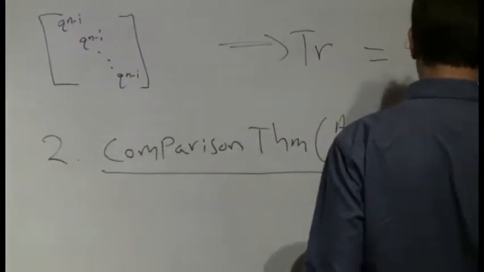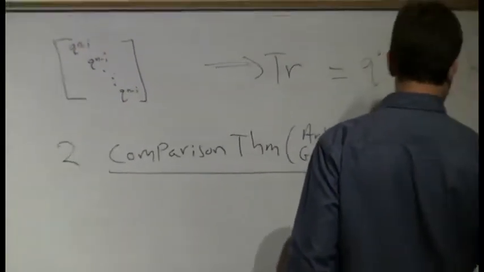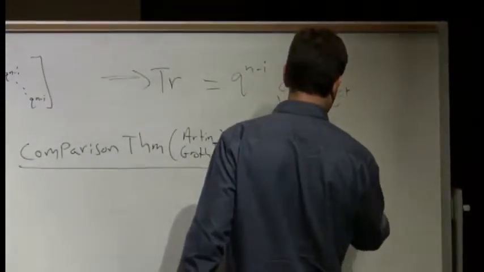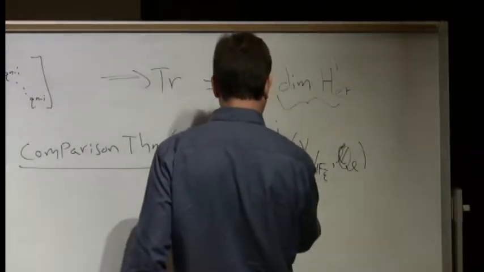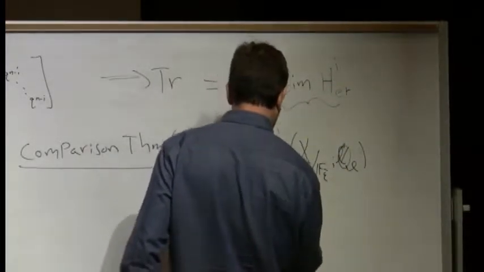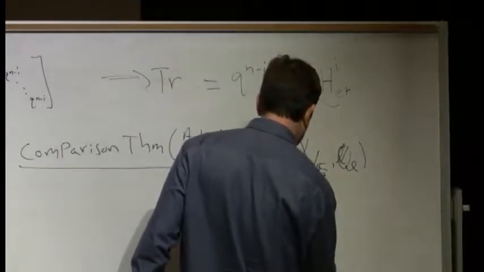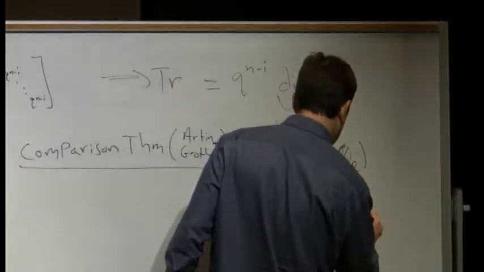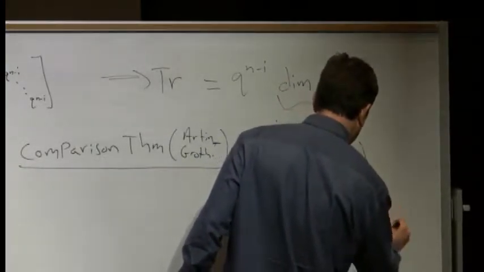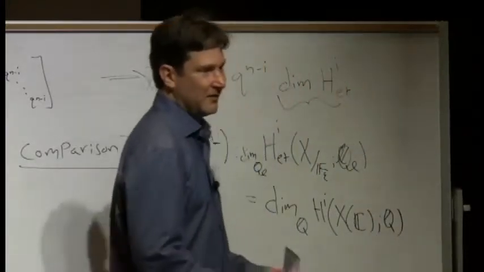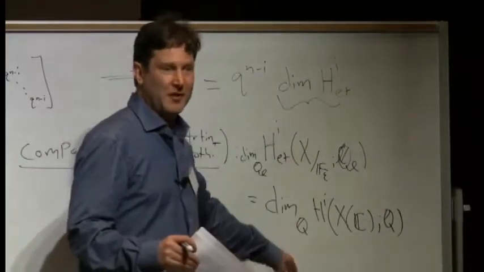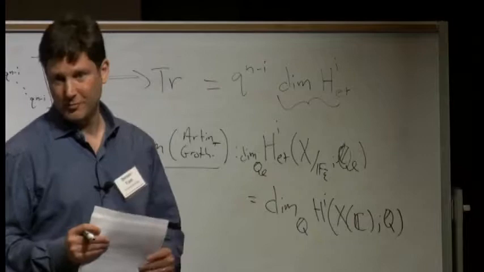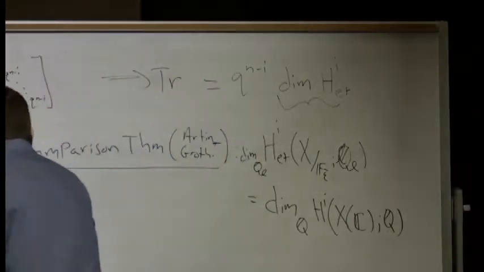And here's the awesomeness. It's that H^i, this mystery étale cohomology of X over F_q bar, with L-adic coefficients Q_l, the dimension as a vector space over Q_l equals the dimension as a vector space over Q of just good old-fashioned cohomology of our manifold with rational coefficients. This is totally arithmetic. This is totally topological. So that's super deep, hard stuff. But it's true.